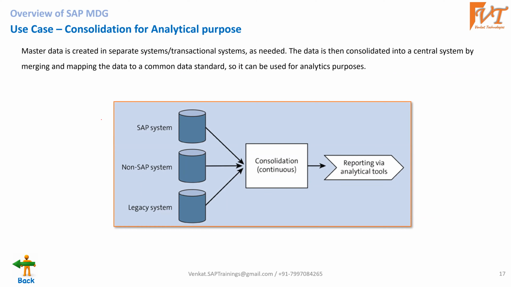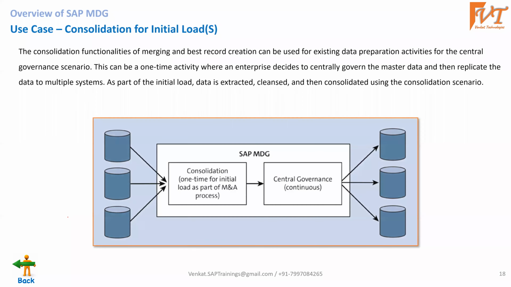So from various source systems, we can consolidate the data and load it into the MDG system. And that can be used for consolidation for the initial load. Okay, let's take an example.